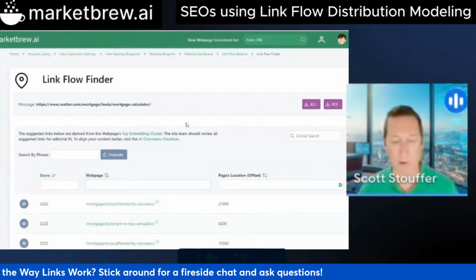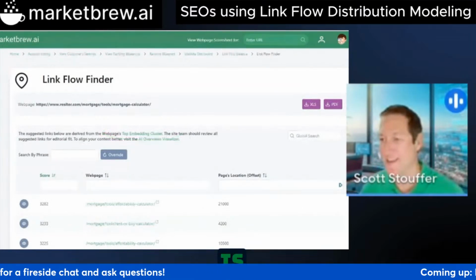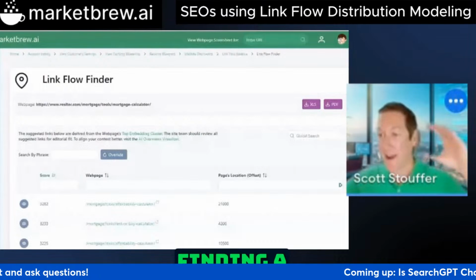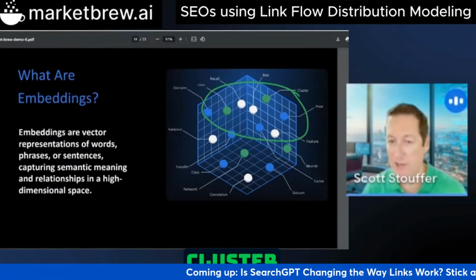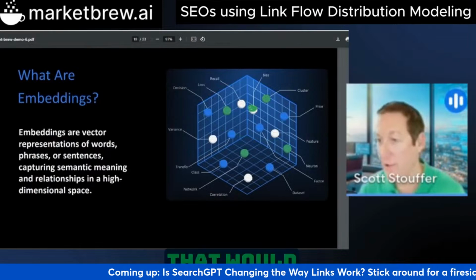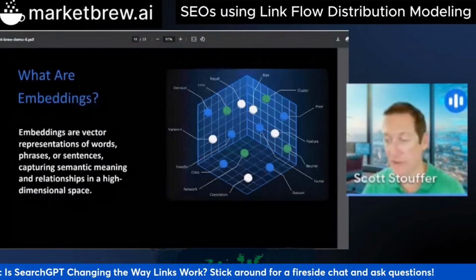So you can see this right here. What it's doing is taking the page's top embedding cluster. We already went over that, so you know exactly what that is. And it's finding an average point in that cluster. So if we clustered the page, and this was our top cluster, we would pick a point in the middle, and that would be an average. We call it a centroid. It's just another vector that's an average of all the other vectors.